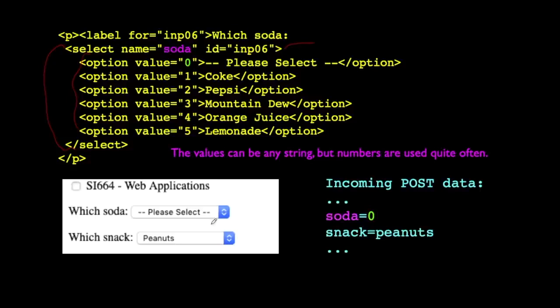And so you pick one. In this case, I leave it default, and I hit the submit. So soda is going to be equal to 0. So this happened to be the one that's selected when we hit submit. Okay? So that's what a select looks like.